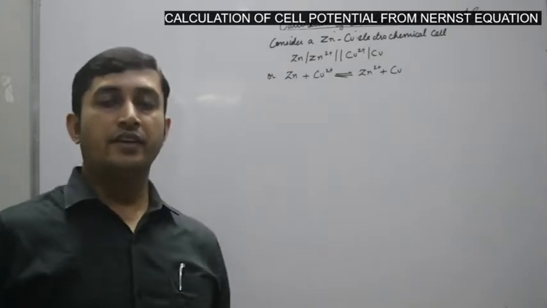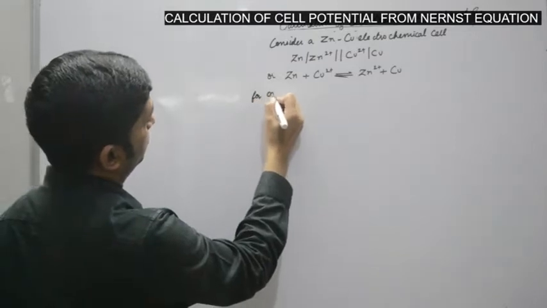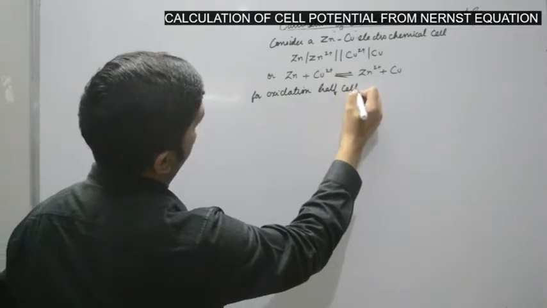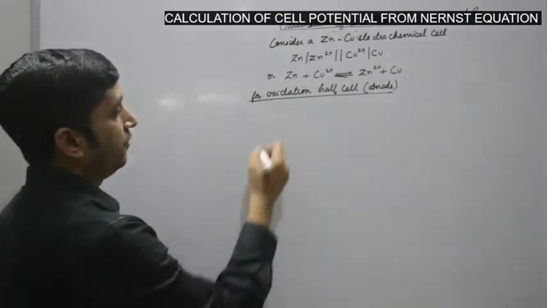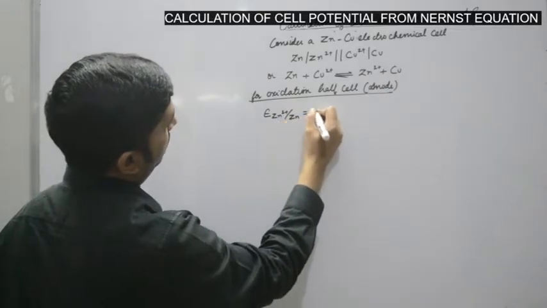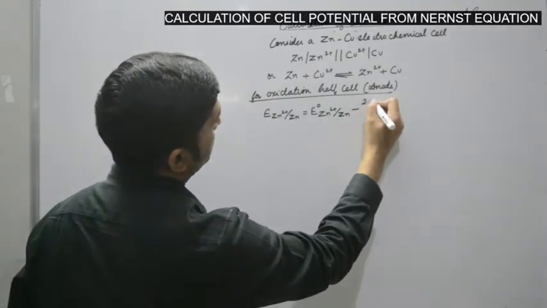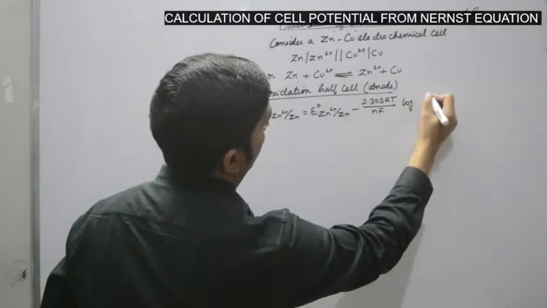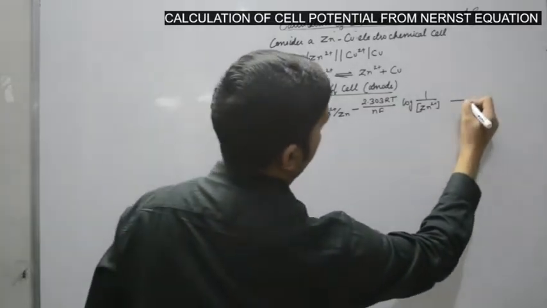Now by using Nernst equation for electrode potential for oxidation half cell, that is anode, which is zinc here, we will write electrode potential for zinc ion will be equal to standard electrode potential for zinc ion minus 2.303 RT upon NF log 1 upon concentration of zinc ion. Let it be equation number 1.